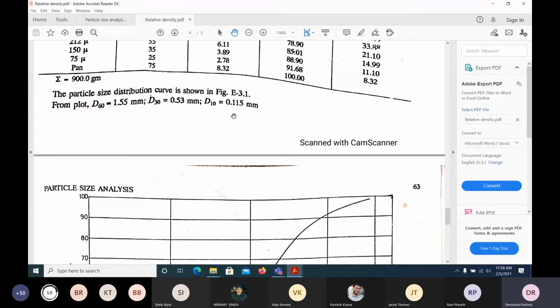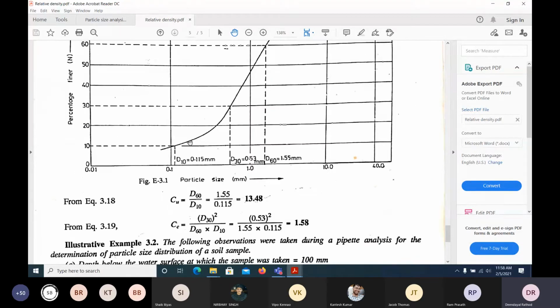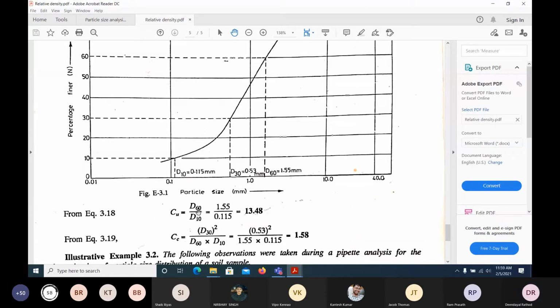Now, what is the definition of coefficient of uniformity and coefficient of curvature? Coefficient of uniformity is defined as D60 by D10. Now let's find out how we can find D60. That means 60% finer. So 60% finer than this one is D60, the effective size of particle.